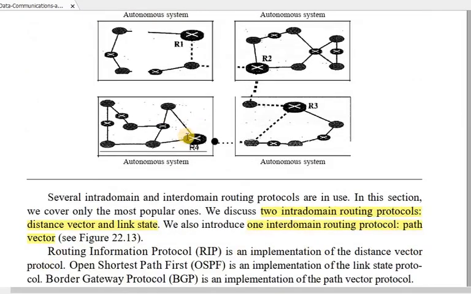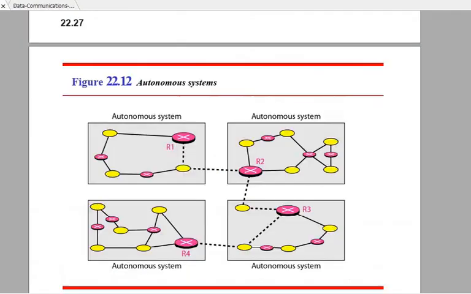Let us move back to the slides. Here you see the two intra-domain routing protocols that we will discuss, distance vector and link state, and the one inter-domain routing protocol that will be discussed is path vector.